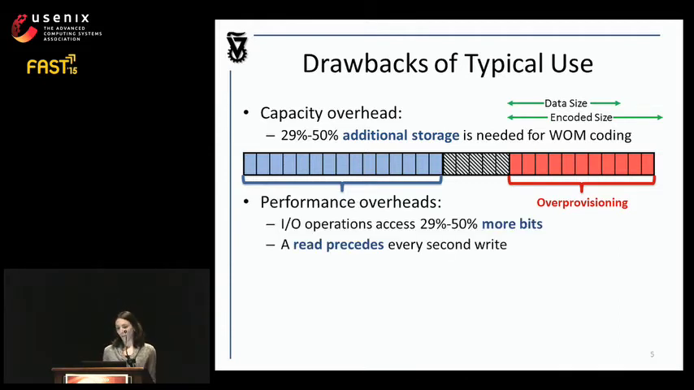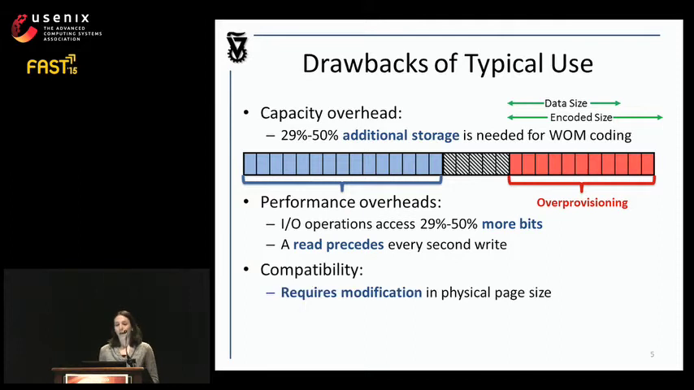Now, other than the capacity overhead, there's also performance overhead, because every I/O operation, read or write, first or second, would have to access between 29 to 50% more bits. And in addition, you have to perform a read before every second write. Other than these two overheads, there's a compatibility problem, because the logical data and the physical data are now no longer in the same size. So you would have to alternate the organization of the Flash according to the specific code that you're using. If you don't want to do that, then you're going to have every I/O operation access 2 pages instead of 1, which is even a larger overhead. Finally, there's the problem of applicability.